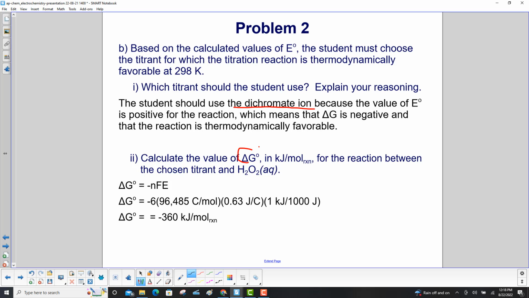Now calculate delta G. Well, we have delta G is minus nFE, and here are the moles of electrons. Here's the Faraday constant. Here is 0.63 joules per coulomb, and then we have to convert that to kilojoules. So we get delta G is minus 360 kilojoules per mole.